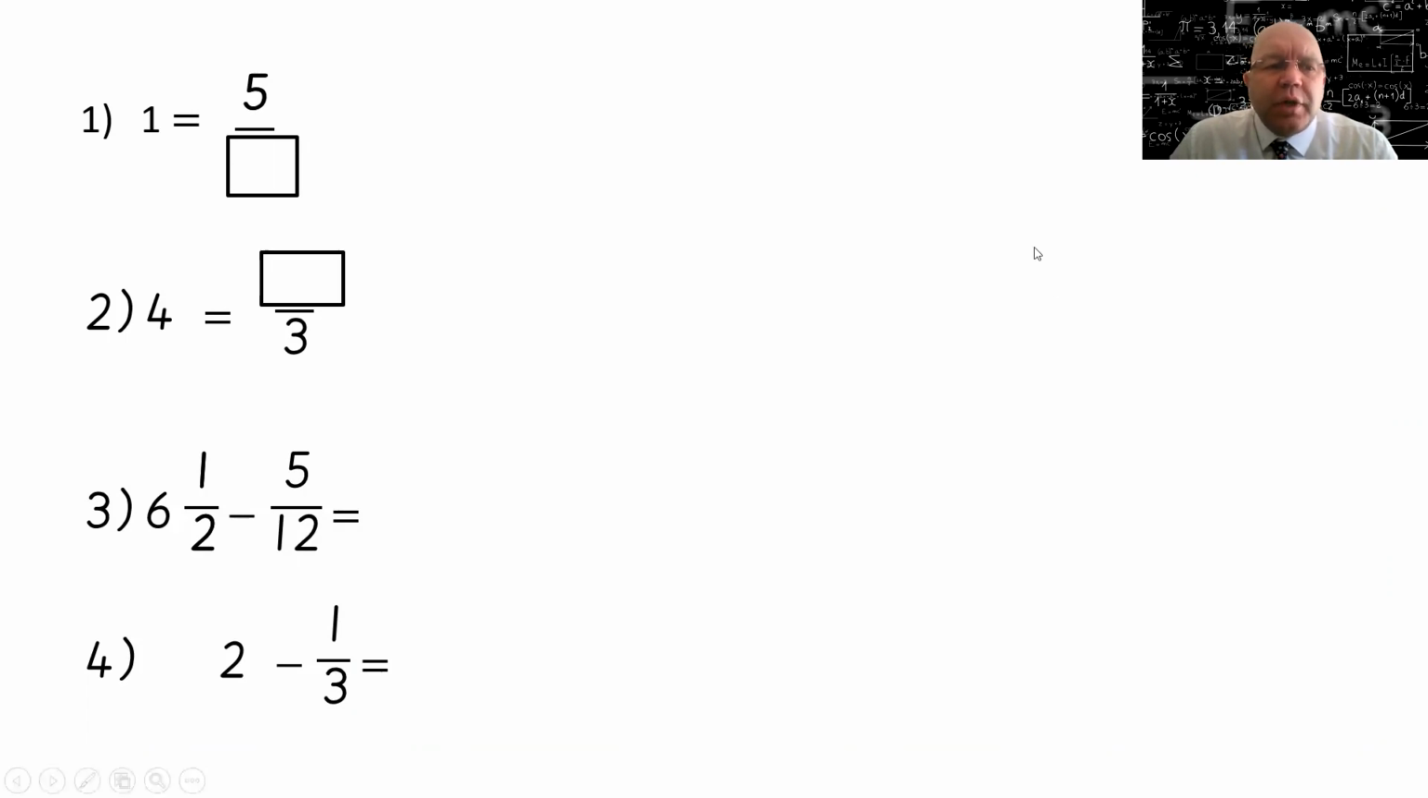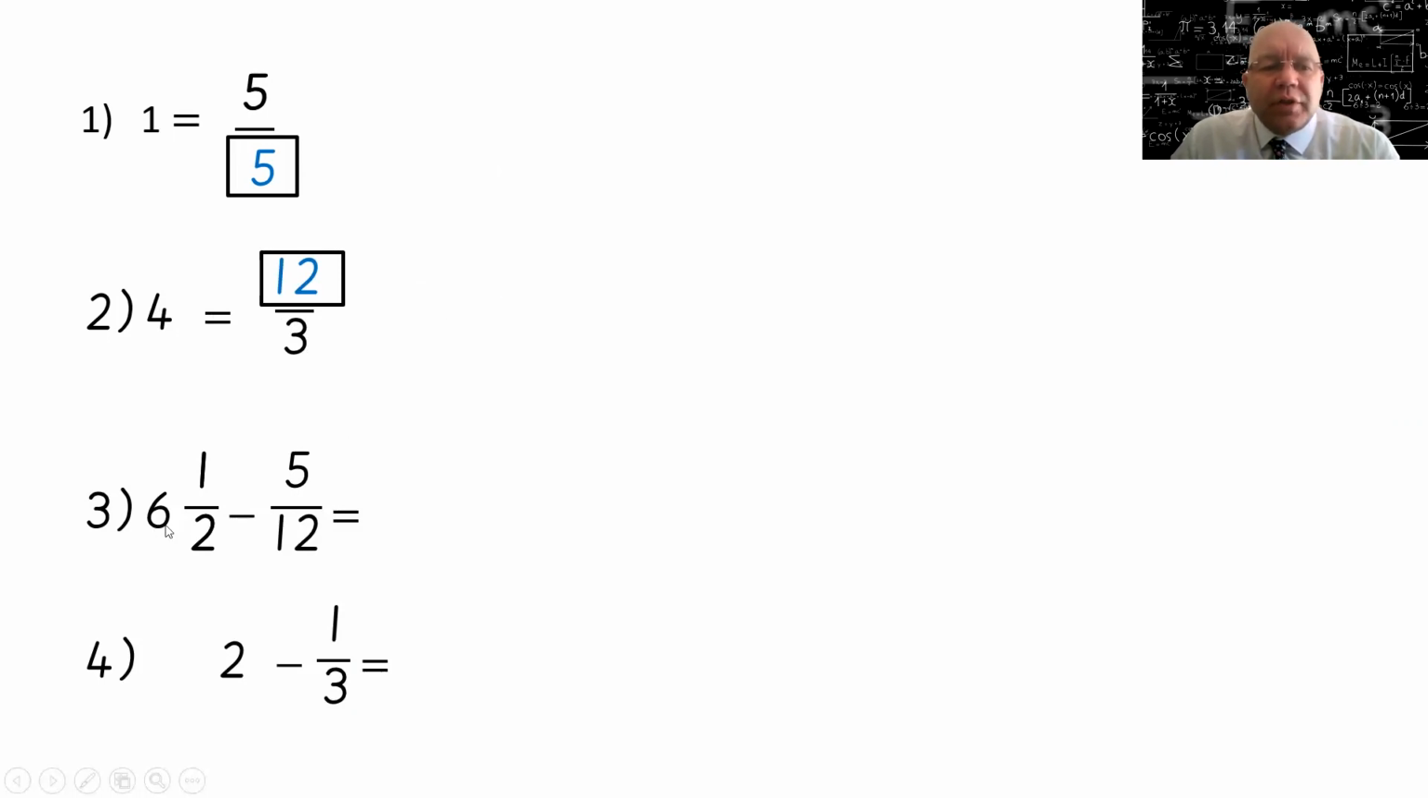Okay, well, the first ones are both equivalent fractions. So 1 whole 1 is the same as 5 what? 5/5. I hope everyone got that one. And 4 whole 1s is the same as how many thirds? Well, it's 12. 4 times 3 is 12. So 12 thirds is the same as 4 whole 1s.